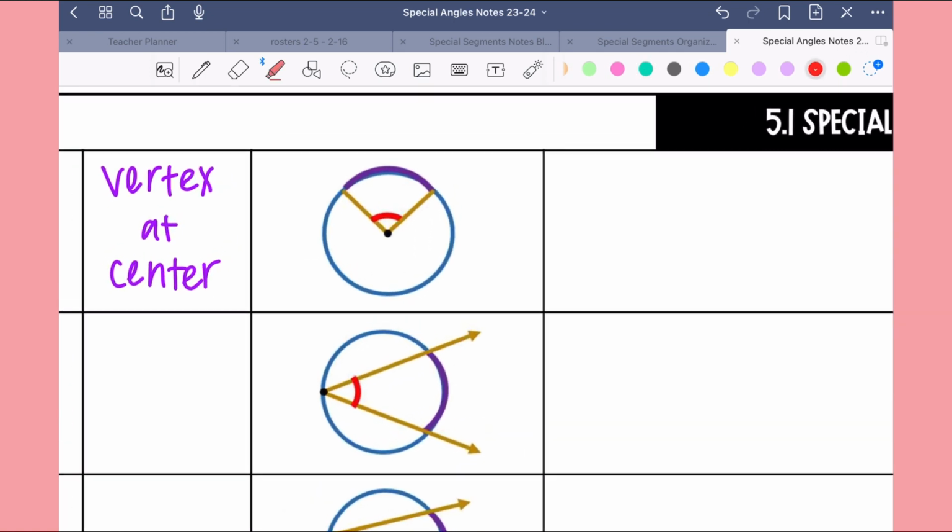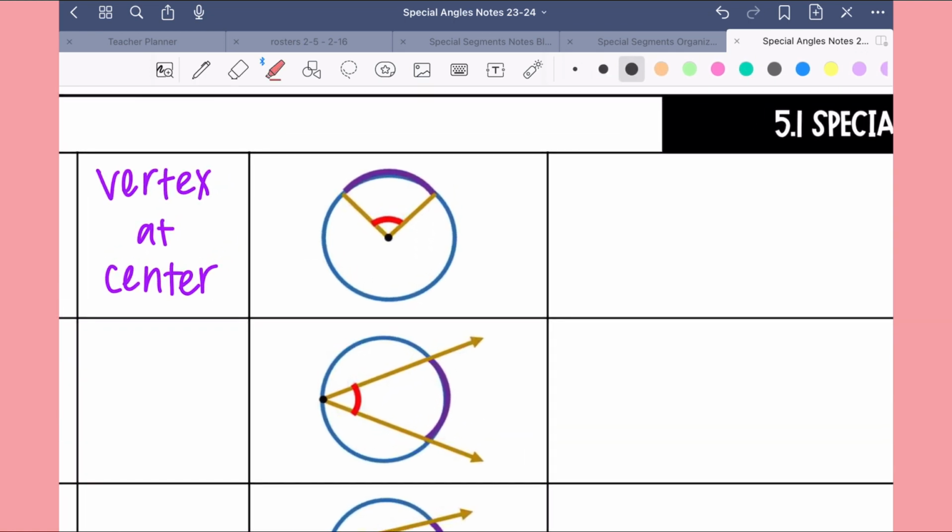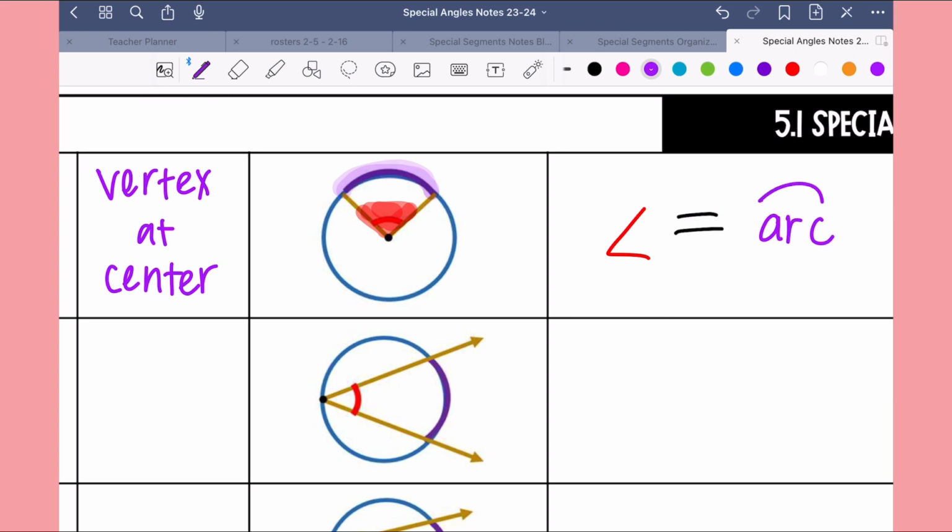So our angle is at the center. So that is here, okay? So use your highlighter. And then our arc is here, okay? And the relationship we learned when we saw this was that the angle is equal to the measure of the arc, okay?